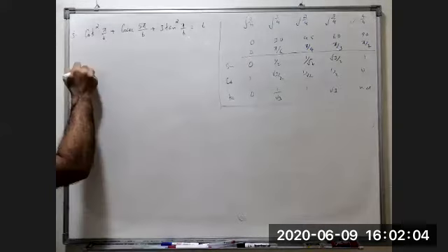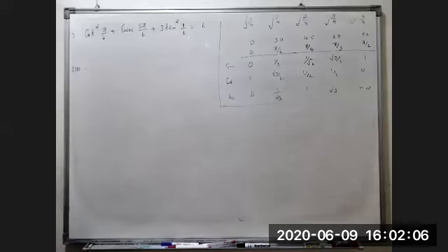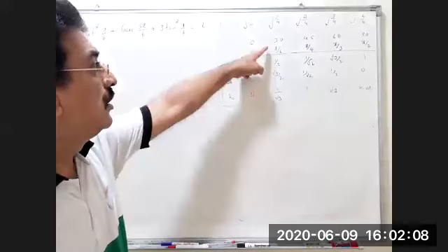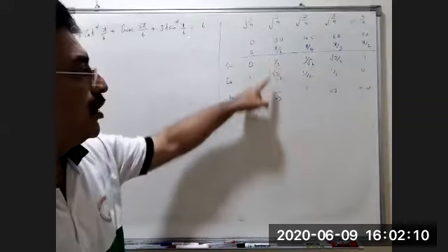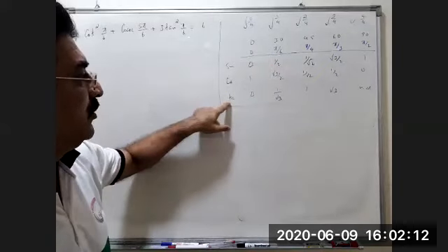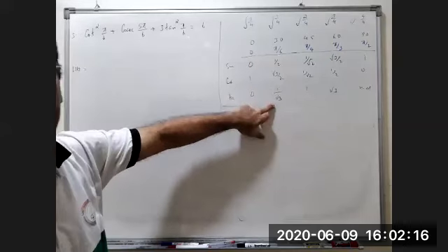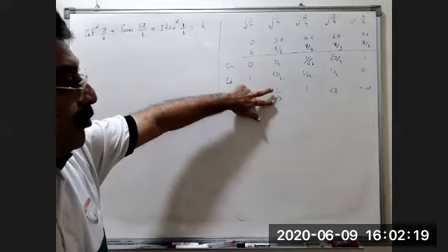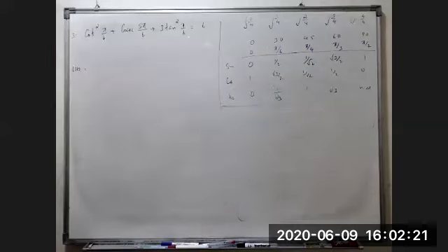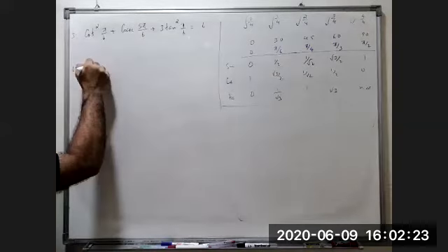Taking LHS. Cot pi by 6, pi by 6 means 30. Cot is the reciprocal of tan. Tan pi by 6 is 1 by root 3, so cot pi by 6 is the reciprocal, that is root 3. So cot square is 3.